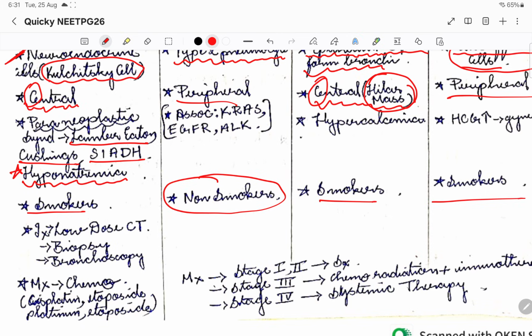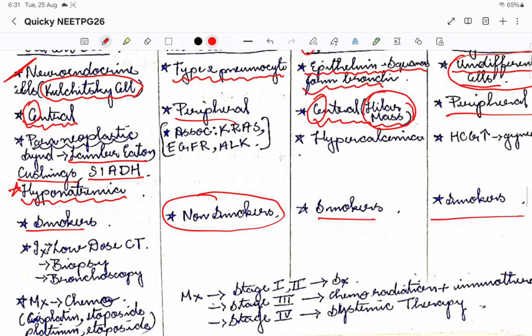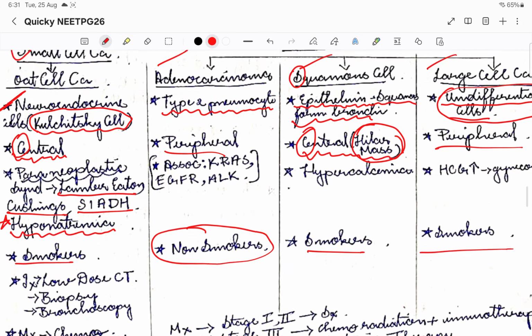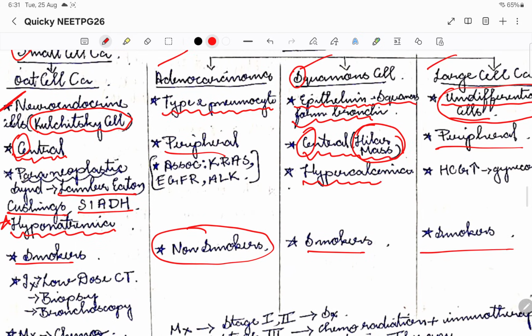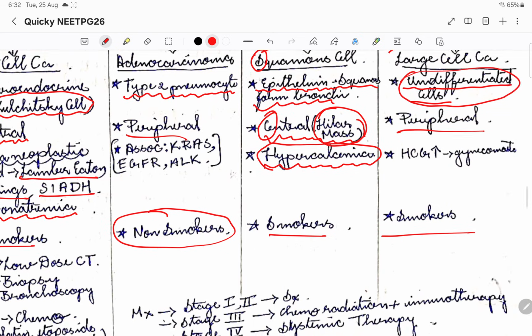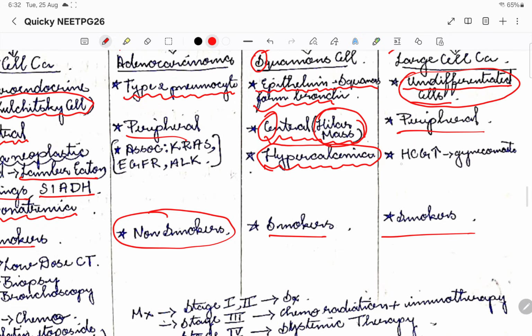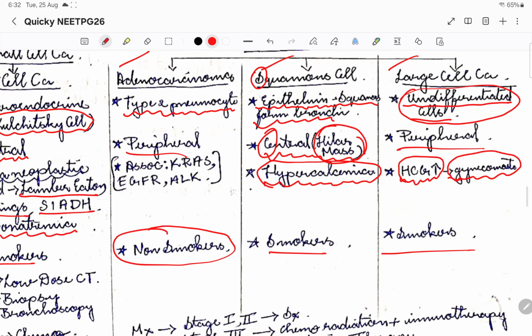If you are suspecting a case of lung cancer, we'll also be sending blood tests, right? So if you notice, there will be hyponatremia in small cell carcinoma cases. Then coming to squamous cell carcinoma, there will be hypercalcemia. These are the paraneoplastic syndromes. With respect to large cell carcinoma, there will be increased HCG, so gynecomastia can also be seen with large cell carcinoma.